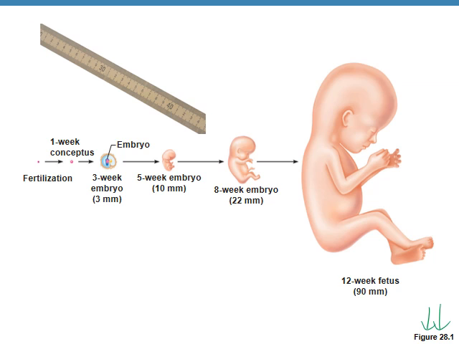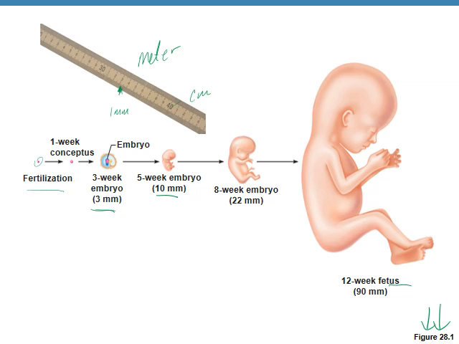Here's a nice figure from your textbook. It shows you fertilization through a 12-week-old fetus. And you can see here, very tiny for fertilization. Week 1 conceptus, very small, maybe 1 millimeter. This is a meter stick. The large numbers are actually centimeters, but each of these little tiny hash marks, those are 1 millimeter. So if I'm at a 3 millimeter, 3-week-old embryo, I'm talking 3 of these little hash marks. That's how large a 3-week-old embryo is.